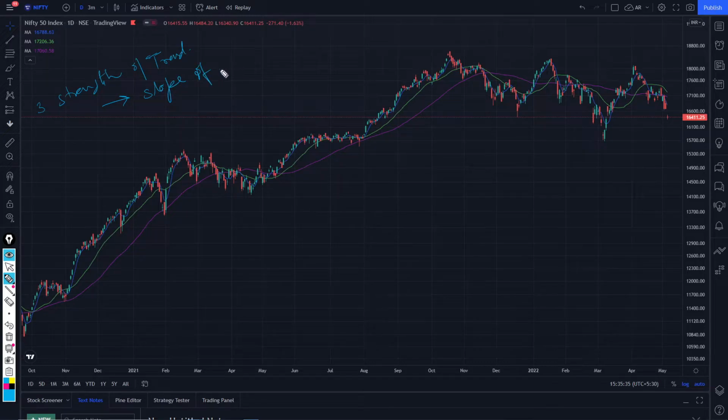Slope of moving average. If you see the slope of the moving average, this is a 50 period moving average, and it's almost 45 degrees. If it is 45 degrees, or between plus and minus 10 degrees, it's a strong trend, a good trend.